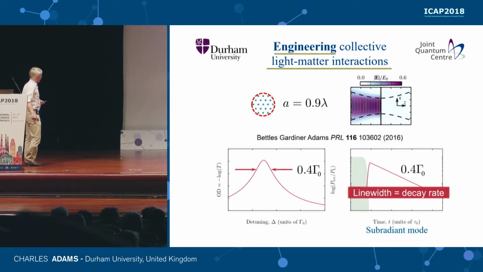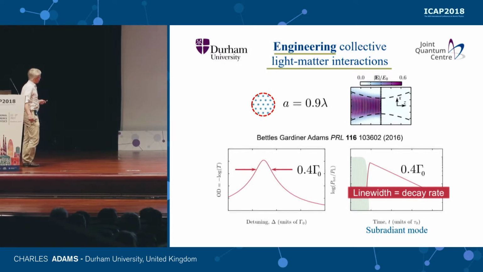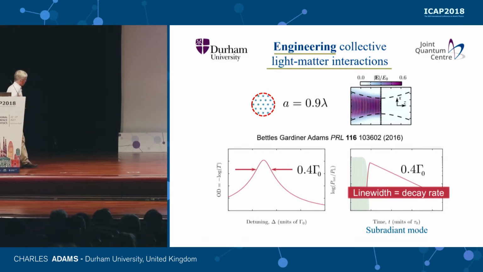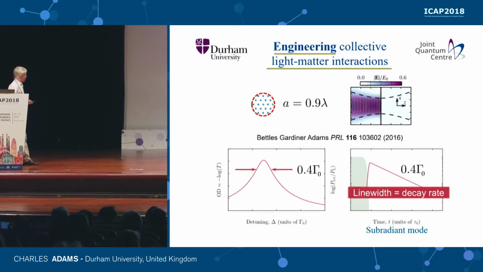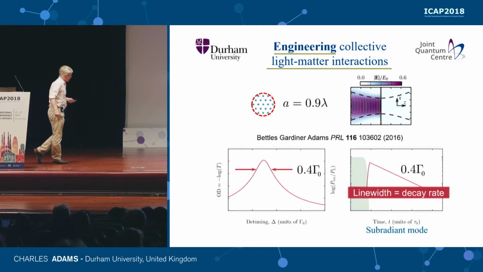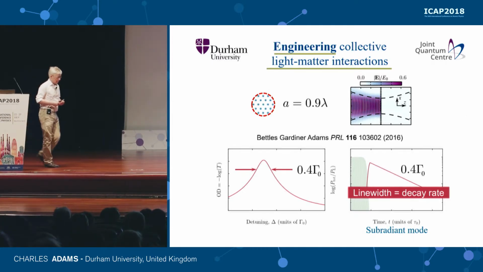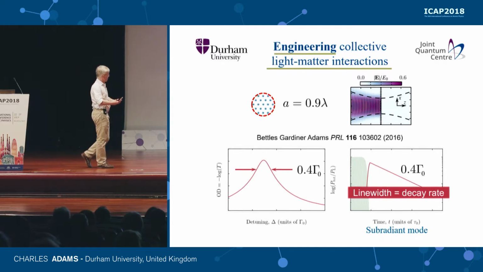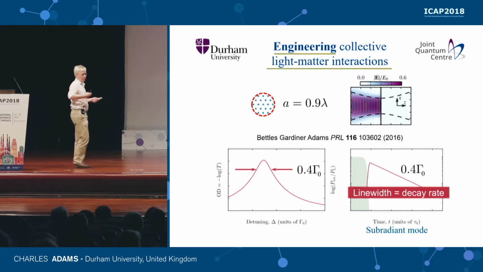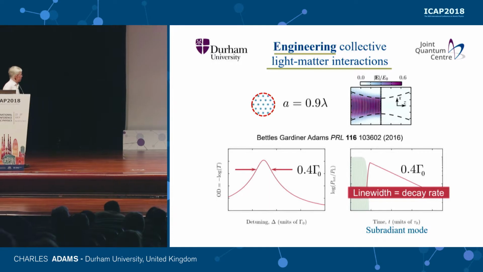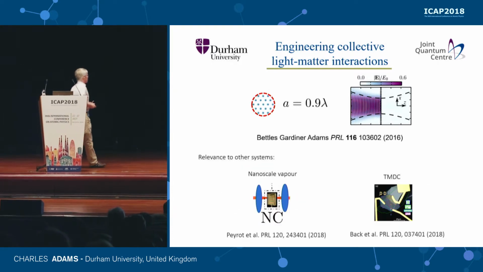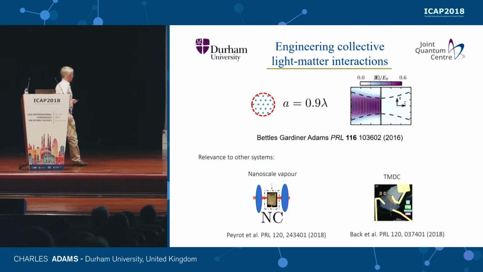So for this particular case, where I have a focused laser beam on about 20 atoms, the line width is about 0.4 of the usual spontaneous decay rate. And so this lower decay rate is a characteristic of subradiance. So this is an example of how you're exploiting these subradiant states in order to get enhanced light-matter coupling, which is something that is useful for all of us. So that's the basic idea.